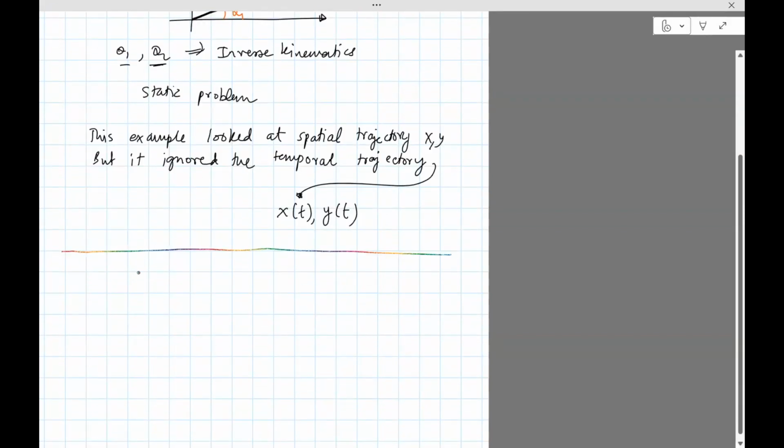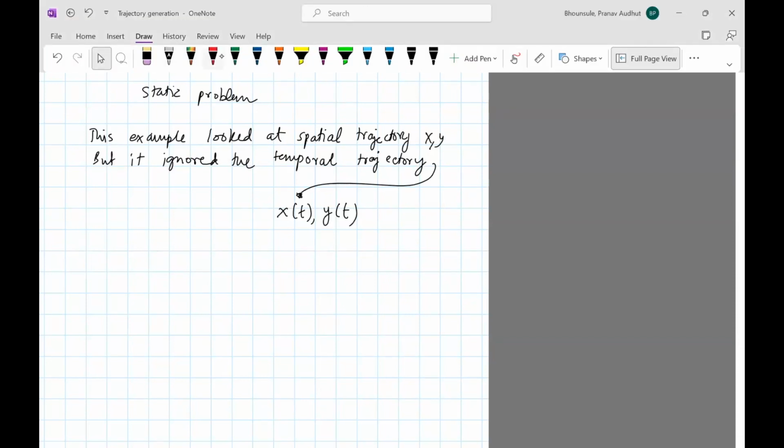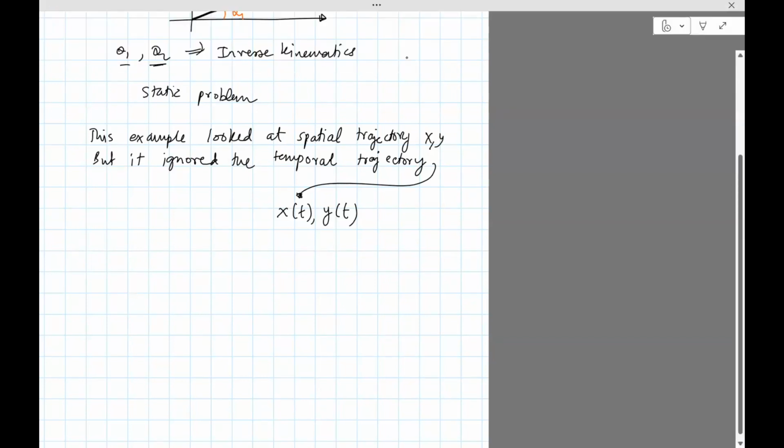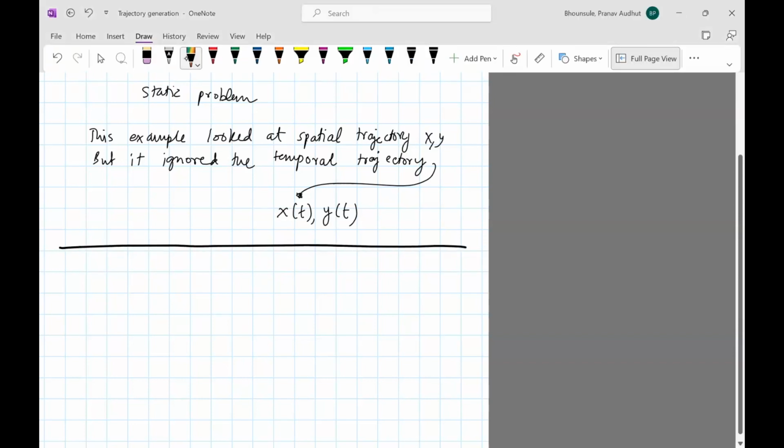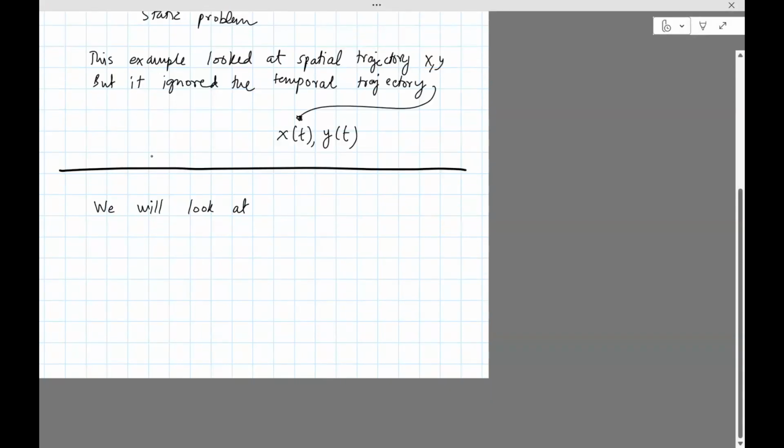Okay, so we're going to look at the temporal component of the trajectory, how to generate that. Dynamic trajectories. That would be x as a function of time, y as a function of time. It could also be theta 1 as a function of time, theta 2 as a function of time, and so on. Okay, so we'll start with a simple problem, and then we'll extend it to a complex one.